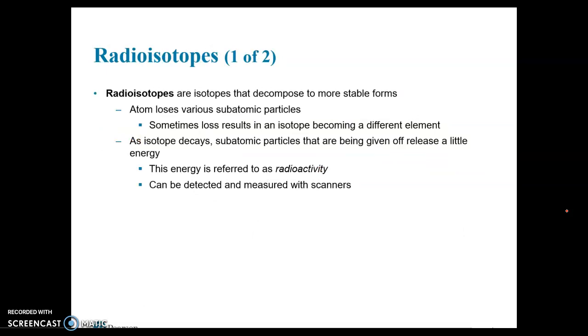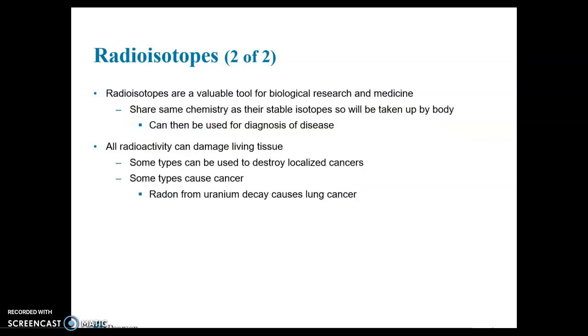Sometimes isotopes give off radiation, and we call those radioisotopes. Radioisotopes are a valuable tool, particularly in medicine. Sometimes we will administer radioisotopes, for example, for the thyroid gland. Whenever we do a scan of the thyroid, we use radioisotopes of iodine, because the thyroid makes chemicals that contain large amounts of iodine. If we introduce radioactive iodine, it will show up, and we can pick that up in a scan. We also know that all radioactivity can damage living tissue. So we can use radiation to destroy cancers, but some types can actually cause cancer.